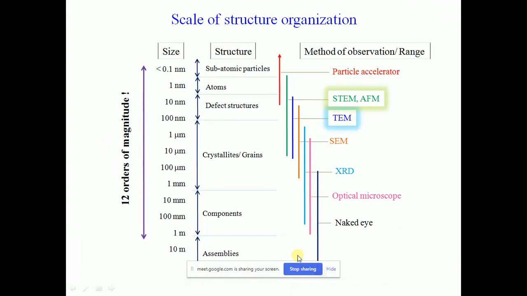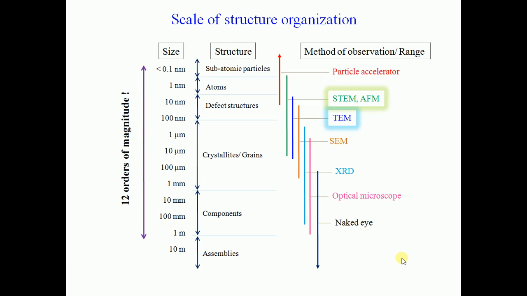So let us begin our topic by giving the scale of structure organization, where I have shown the logarithmic graph of the size of matter from 10 meter to less than 0.1 nanometer. So this journey of some 12 orders of magnitude of size starts from few assemblies to subatomic particles.